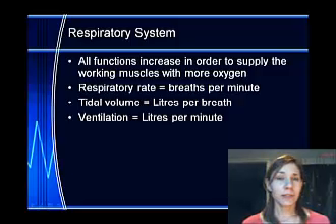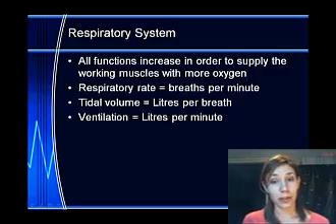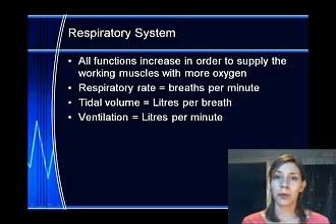Okay, so just in summary, you need to understand that all the functions increase in the respiratory system, and the basic reason is to supply the working muscles with more oxygen. You've got respiratory rate, which is breaths per minute, tidal volume, which is litres per breath, and then the combination of those two is ventilation, and that's litres per minute. I hope you understand those concepts.